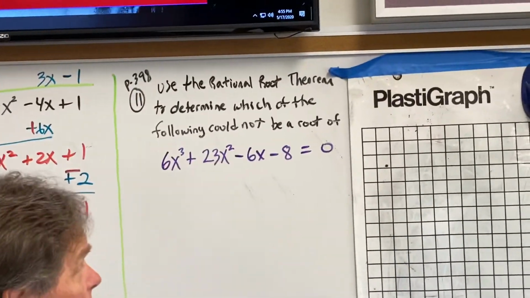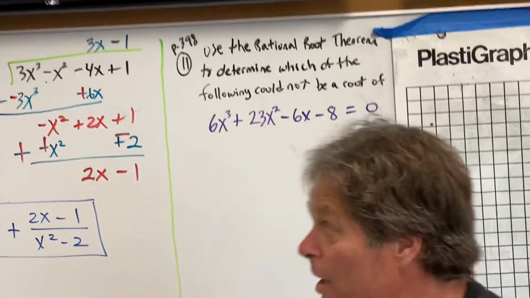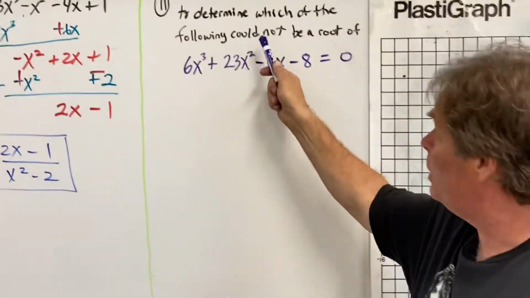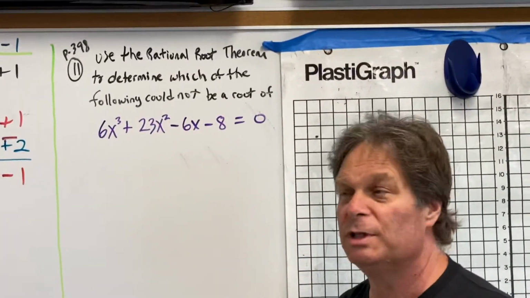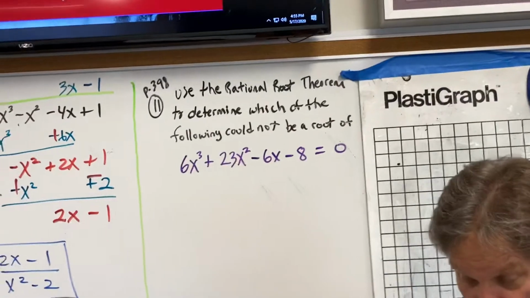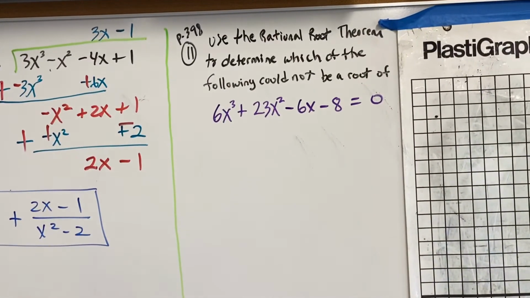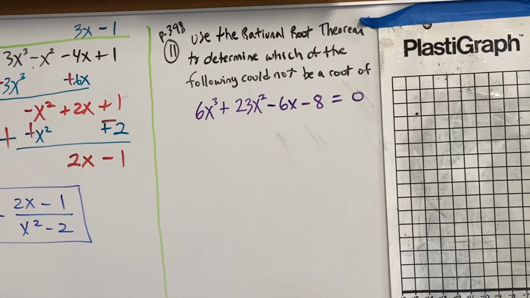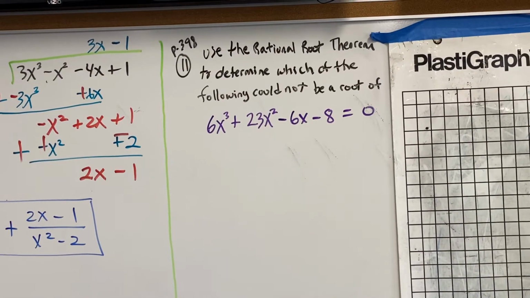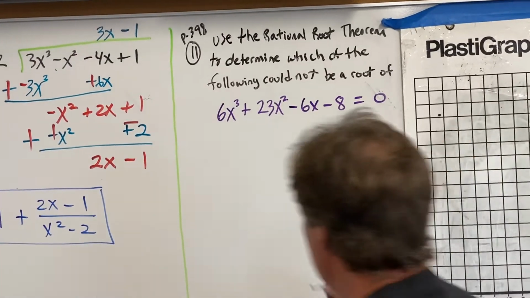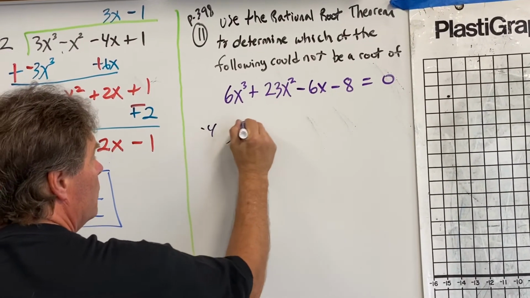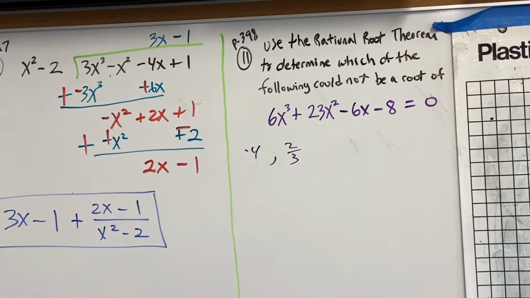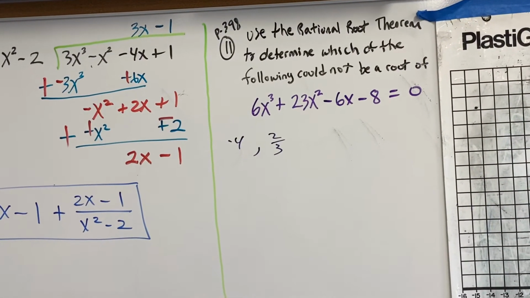Now, maybe you didn't understand what it was saying, but here's what it says. Use the rational root theorem to determine which of the following could not be a root of this. Which of these cannot be a root? Oh, I didn't read what the possibilities were. I was going to write that down. Okay, here I have it on this page. They are -4, 2/3, 3/4, or -1/2. Here are my choices.